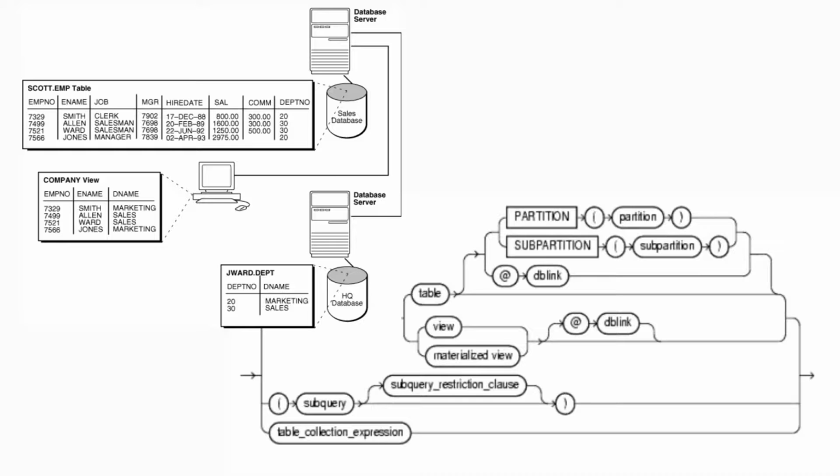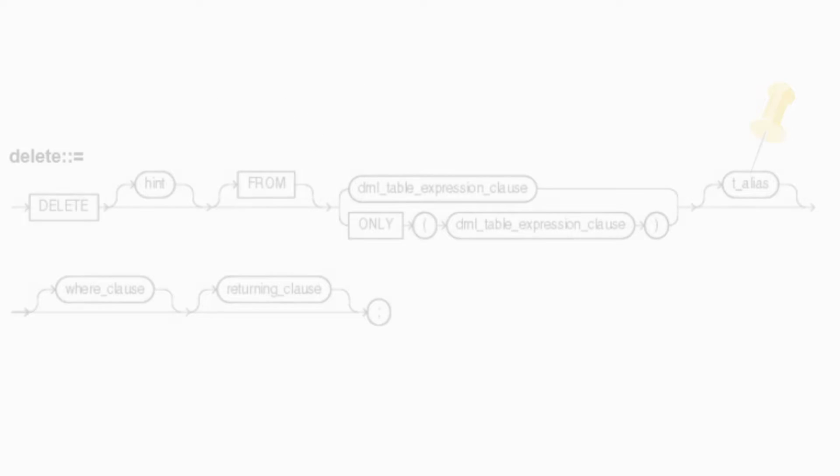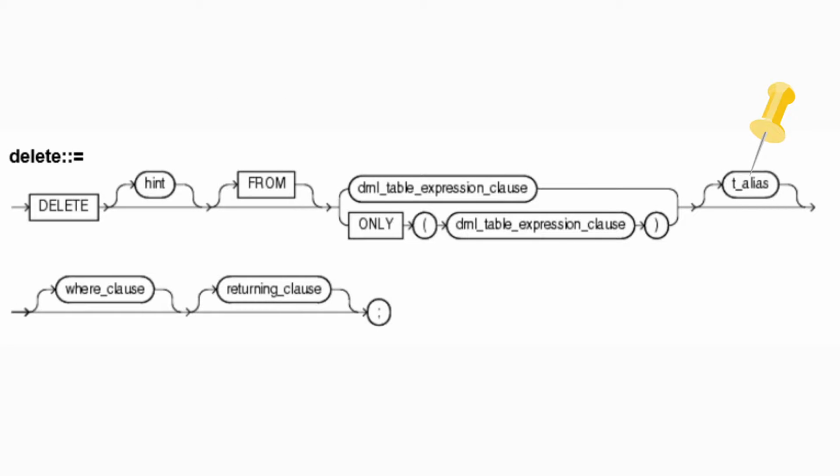Again, our delete statement allows us to work with any of these objects or only a portion of any of these, as the diagram depicts. The next syntax component is an optional table alias. Basically, it gives you the option of replacing an otherwise very long table name with something a lot shorter.